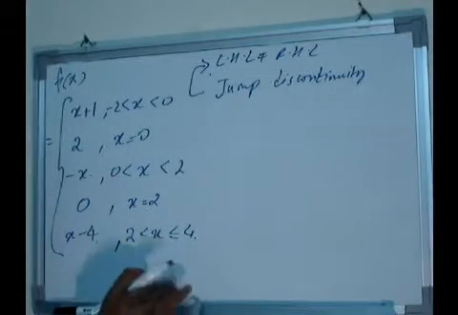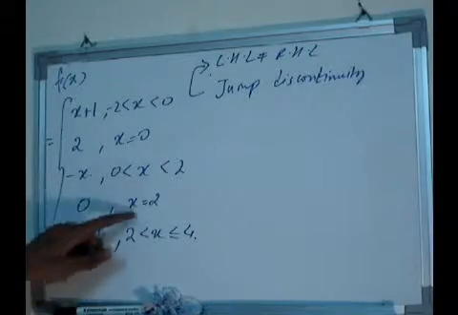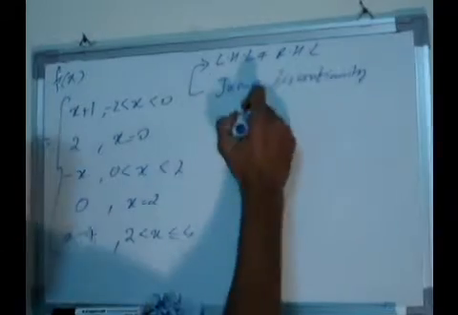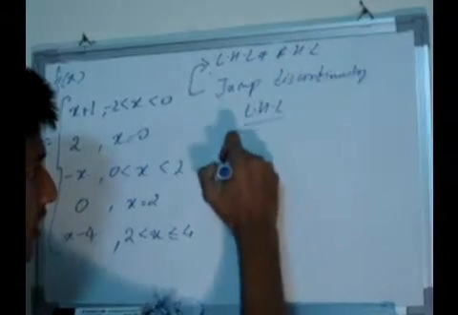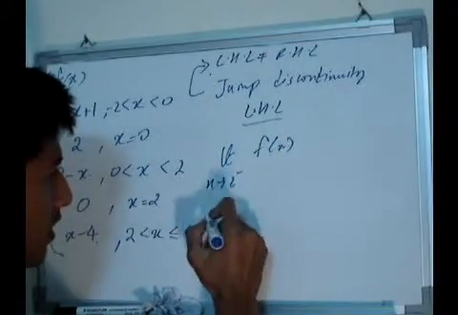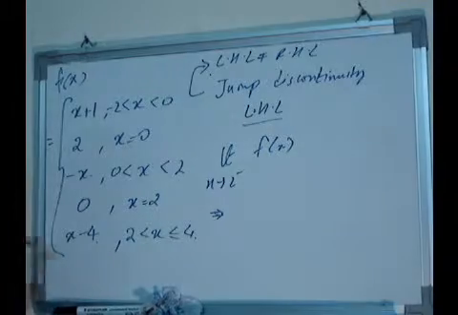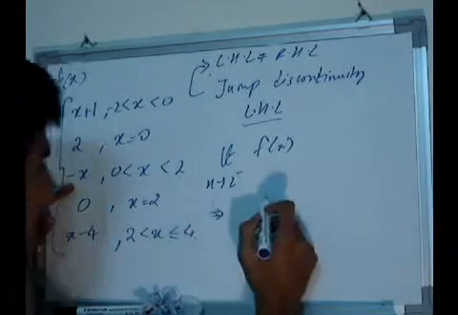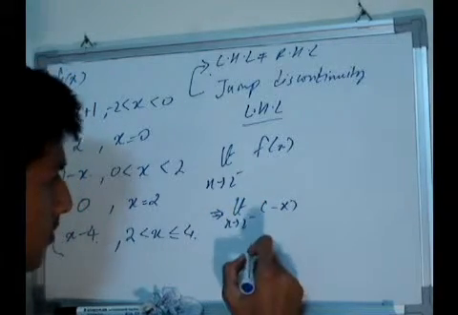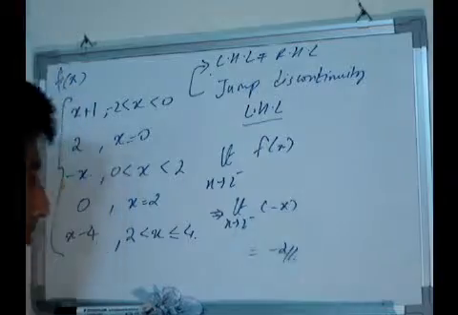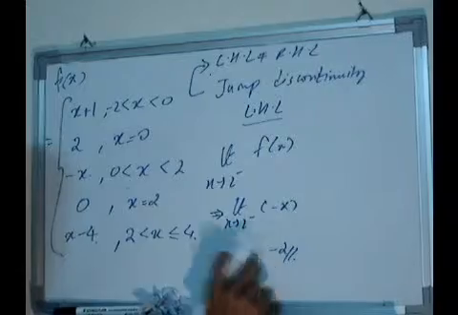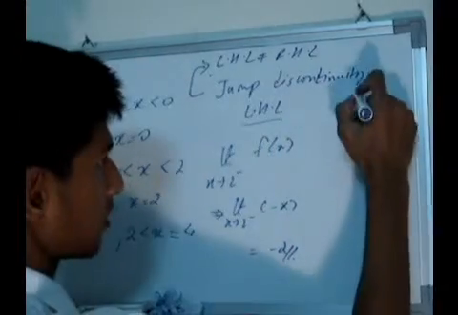Now, the other point of discontinuity was x equal to 2. Let's check the limits at x equal to 2. The left hand limit for the function minus x is minus 2. Now let's see whether the right hand limit at the point 2 is minus 2 or not.